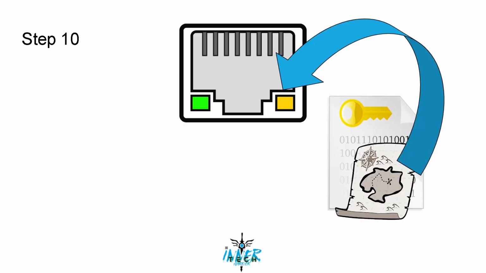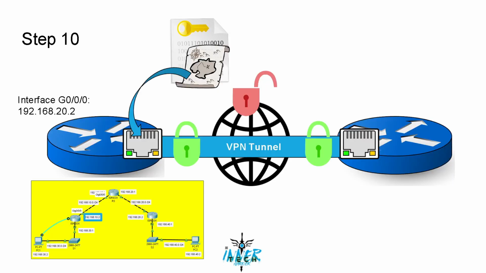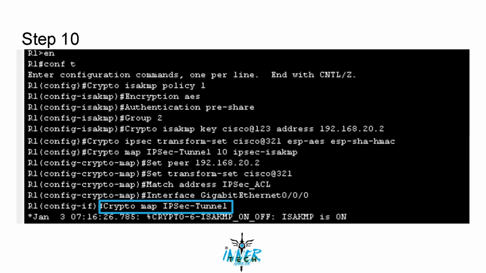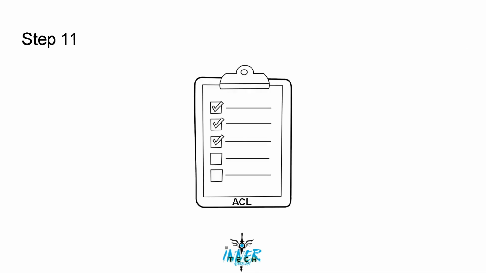Step 10 says we have to apply this crypto map we built to the correct interface. In this case, the interface we want the tunnel to go through is the one leading out to R3, which is interface G0/0/0. So we'll put in the command int G0/0/0 to get into interface configuration mode. Then we have to put in the command crypto map IPsec-tunnel to apply the crypto map to the interface.